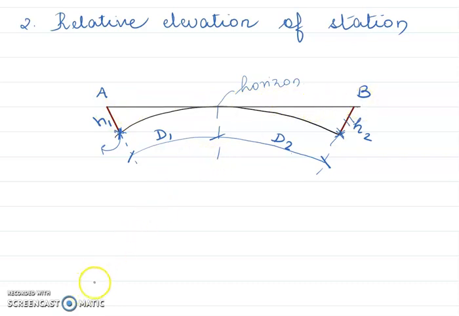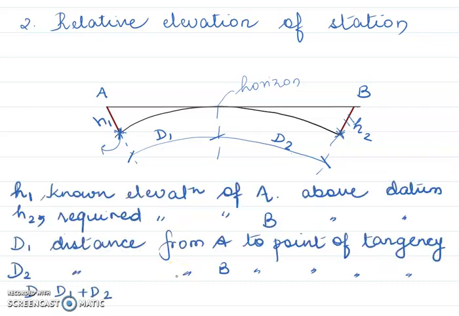You want to know how much this point has to be elevated such that it is visible from A. So let's say h1 and h2 are the elevations. I will just write down the meanings of all these terms. You are viewing from point A, and h1 will be the known elevation. This is given in your problem, that the elevation of this point is so and so, and you will be asked to calculate h2.